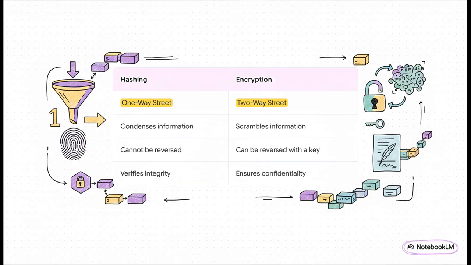And this brings up a really common point of confusion. Hashing is not the same as encryption. Think of encryption as a two-way street. You scramble information to keep it secret, but someone with the right key can always unscramble it. Hashing is a one-way street. The goal isn't to hide information, it's to verify its integrity. It's all about creating that unique fingerprint to prove nothing's changed.